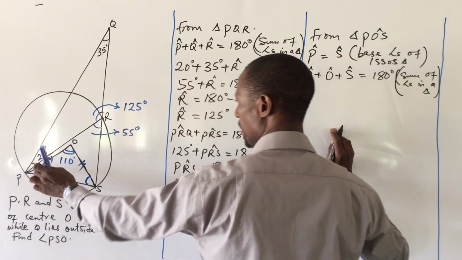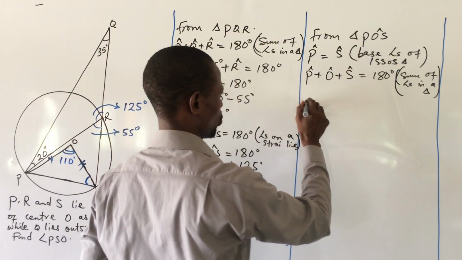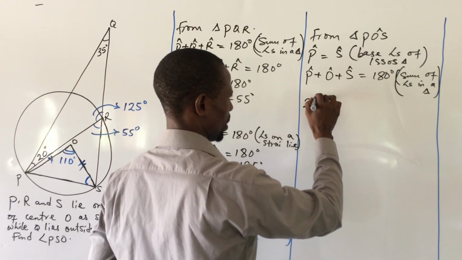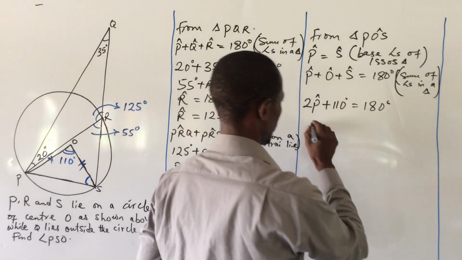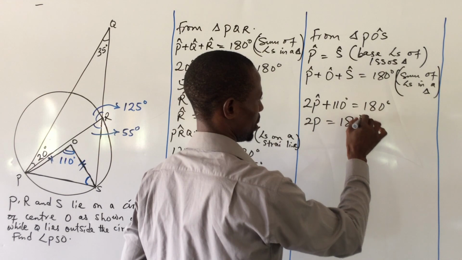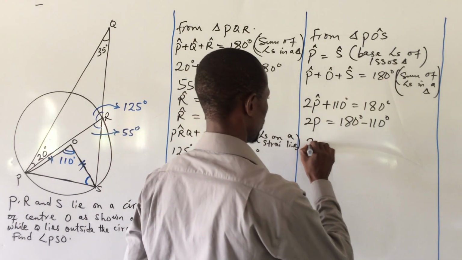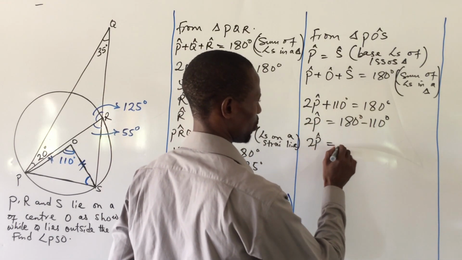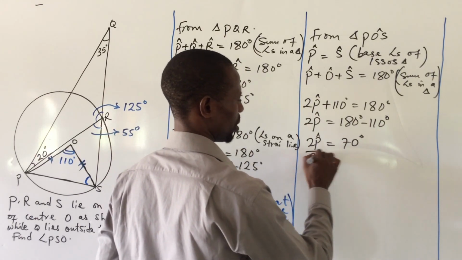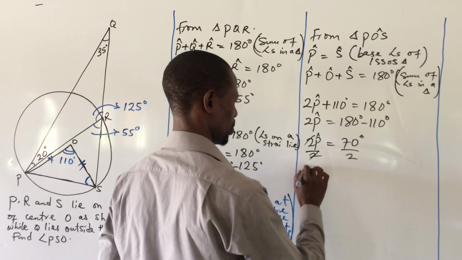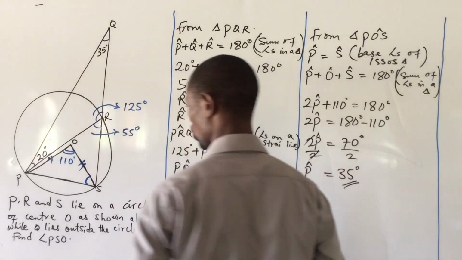Okay, so what is our P? We don't know. And mind you, we said P is equal to X. So we can now take this as 2P. So we have here 2P plus 110 degrees equal to 180 degrees. So 2P equal to 180 degrees minus 110 degrees. If we subtract this, we're going to have here 2P equal to 70 degrees. We divide both sides by 2. So we have angle P is equal to 35 degrees. And that is what we are asked to look for.